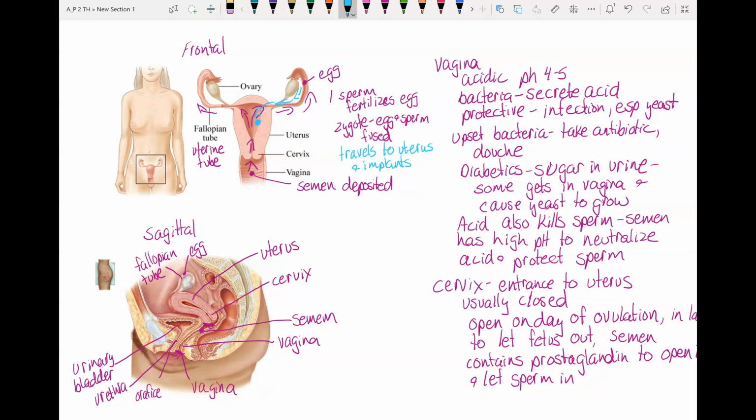All right, so there is your overview of the female reproductive system, the parts, and what's going on when conception occurs.